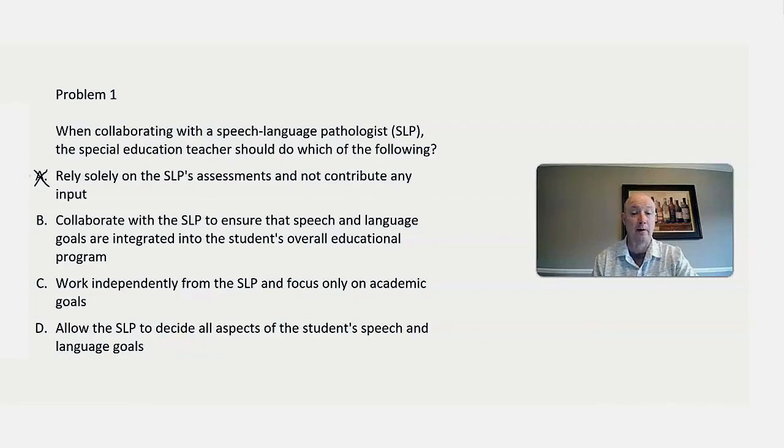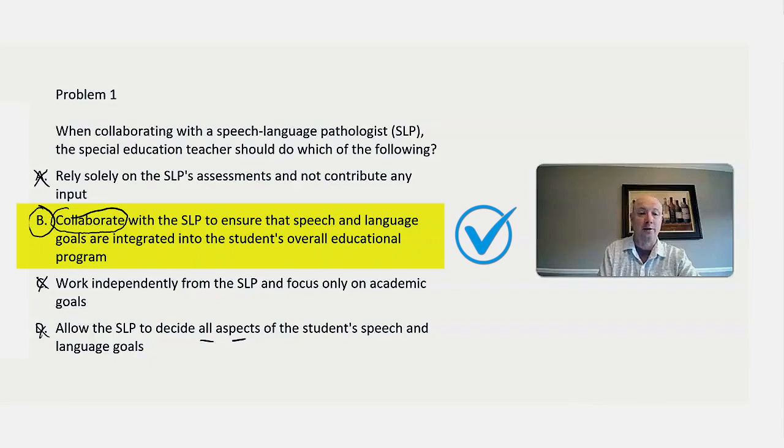Choice C, work independently from the SLP and focus only on academic goals. So again, that's eliminating the teacher's input. So we want to get rid of choice C. Choice D, allow the SLP to decide all aspects of the student's speech and language goals without the input of the teacher. We're going to eliminate choice D. So the correct answer would be where we see the word collaborate. So we want to work as a team with the SLP to ensure that the speech and language goals are integrated into the student's overall educational program. So the correct answer here is B.